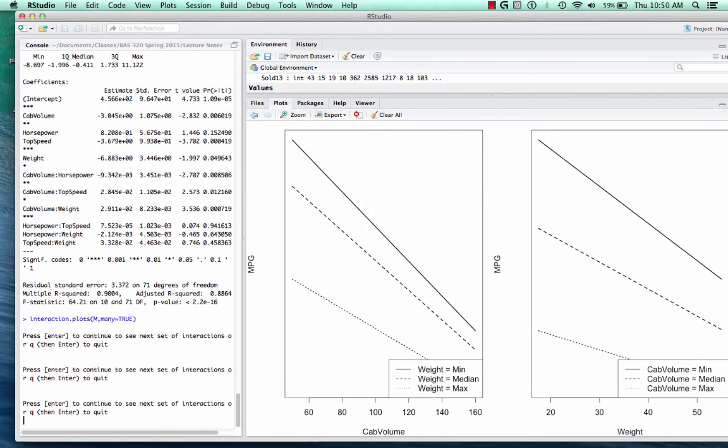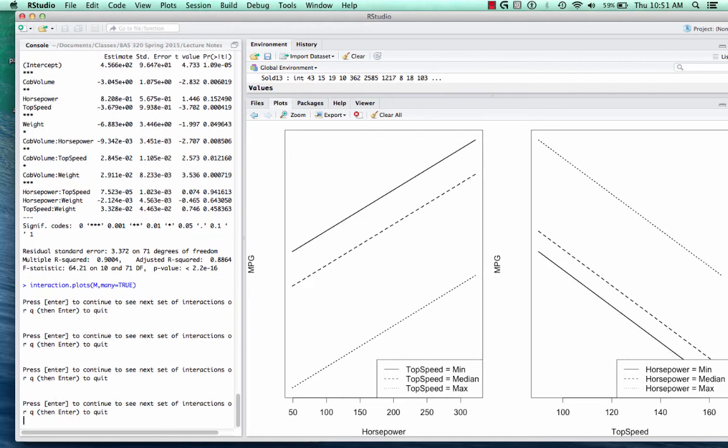All right, let's look at a few other plots. I would not suspect an important interaction between fuel efficiency and cab volume because the slopes of these lines are just about the same. There's not a huge difference. We saw in the multiple regression model that it was statistically significant, but not of much practical significance because there's not much of a difference here.